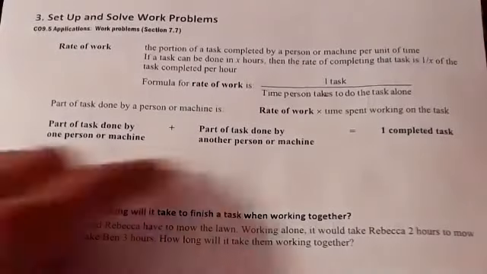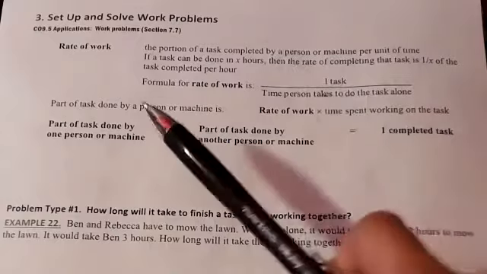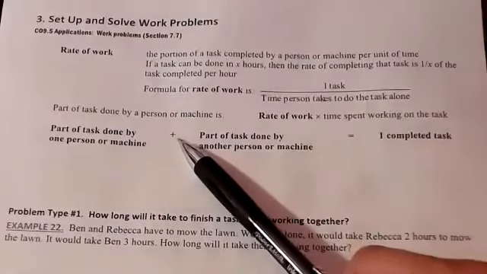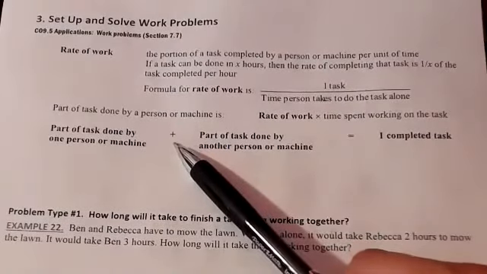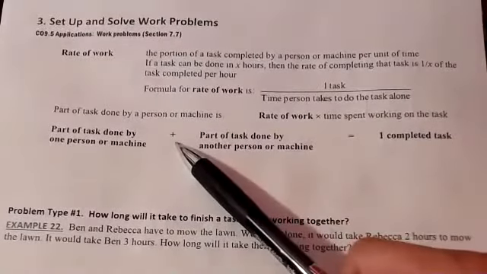So notice here you have a formula: part of task done by one person or machine, part of task by another, and so on, and then equals one completed task. By the way, you see that we have a plus sign here. This is if two machines or people are actually working together.